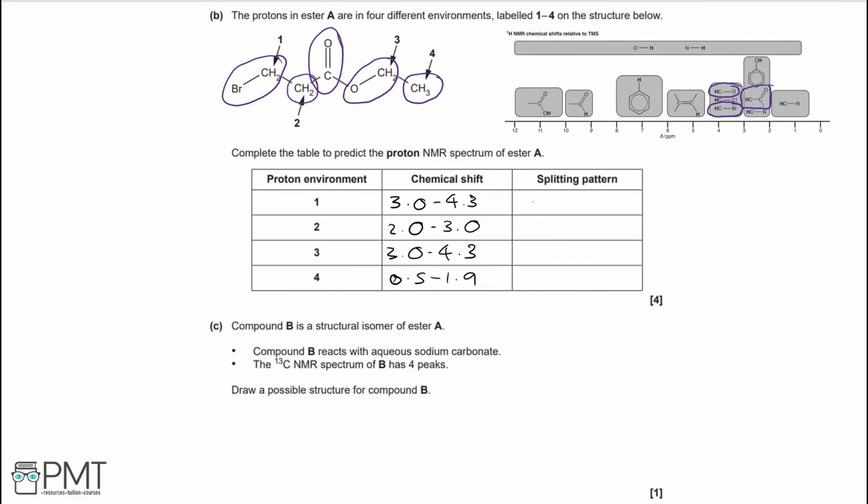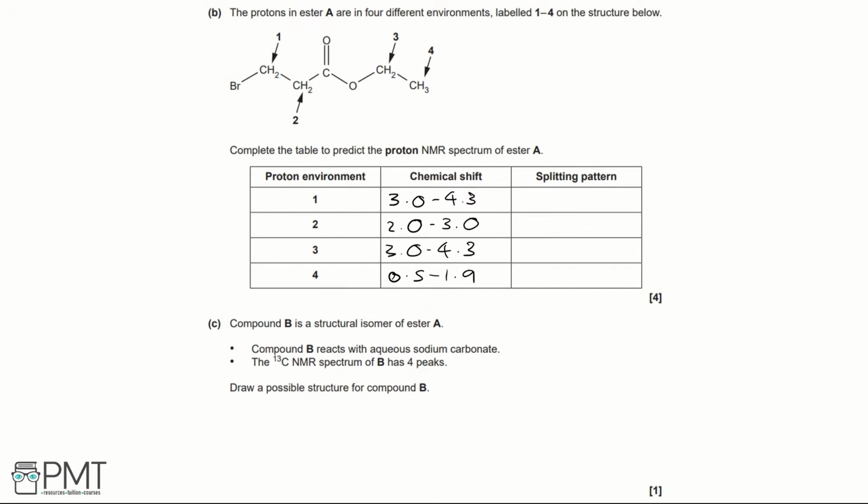So this would be our CHR group, and that falls between 0.5 and 1.9 on our proton NMR spectrum. When working out splitting pattern, you need to look at the number of hydrogens involved in the proton environment next to the one you're looking at. So for proton environment 1, we need to look at proton environment 2 and the number of hydrogens involved. There are 2 hydrogens involved in proton environment number 2, so we need to add 1, and that would produce a triplet splitting pattern for proton environment 1.